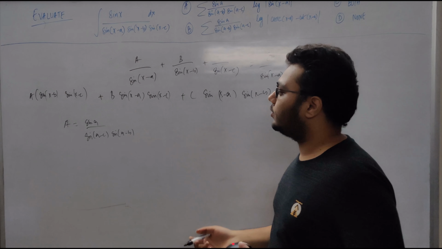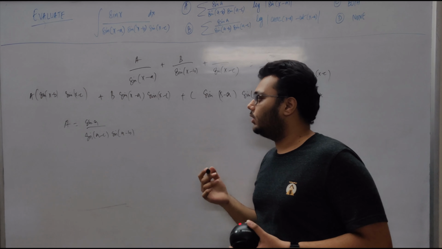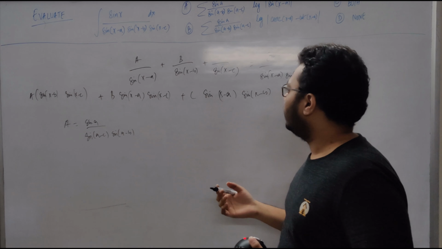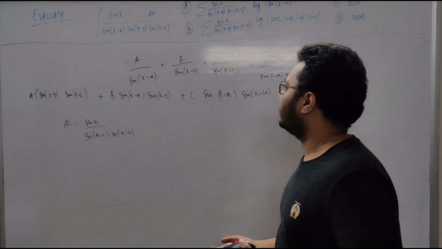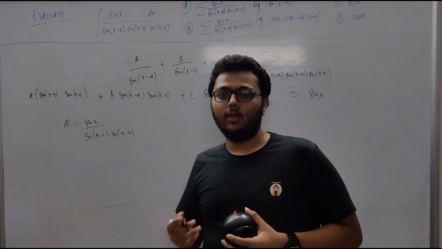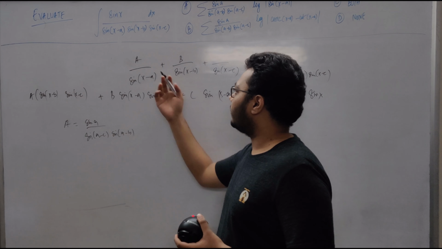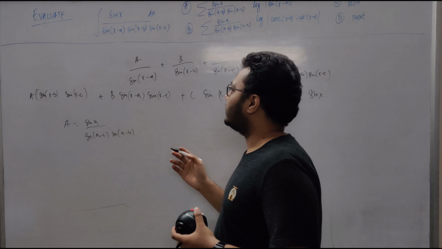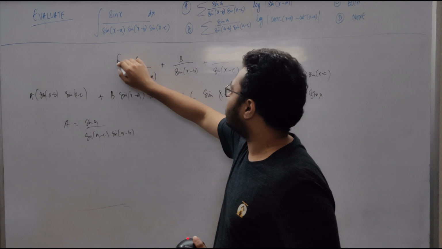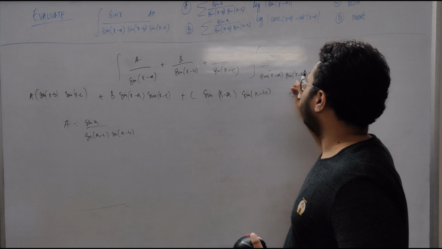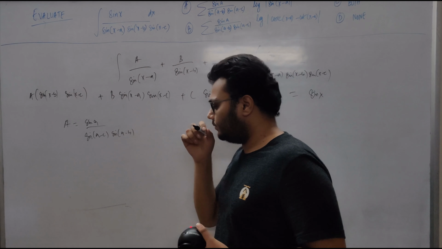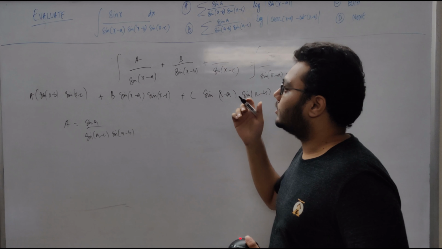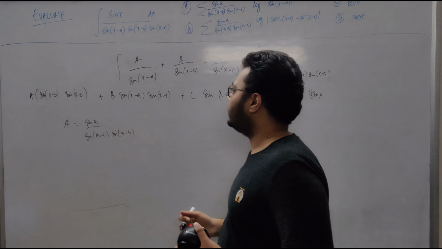Similarly, we will get b equal to sin b upon (sin b minus c) into (sin b minus a), and c as sin c upon (sin c minus a)(sin c minus b). So we will get the values of a, b and c. We will put these values of a, b and c, which are constants actually, and we can integrate both sides, and the integral is the sum of the integrals of these three terms.